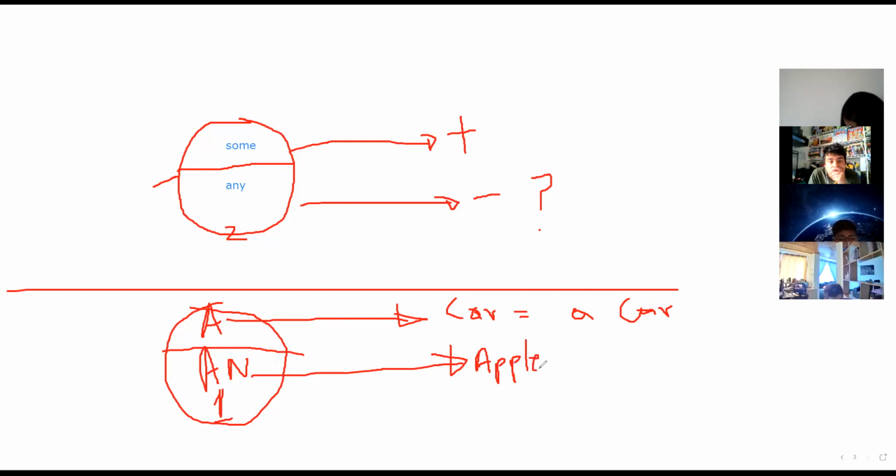Entonces, apple, para que no haya dos vocales seguidas, colocamos an y la palabra apple. An apple. Perciben que aquí es an y aquí es a. Digamos que esta regla que está acá, aquí también se utiliza. Aquí utilizamos la palabra some para las oraciones afirmativas y la palabra any para las oraciones negativas o preguntas.